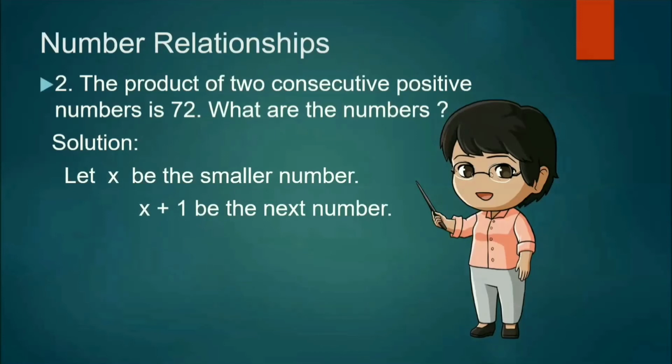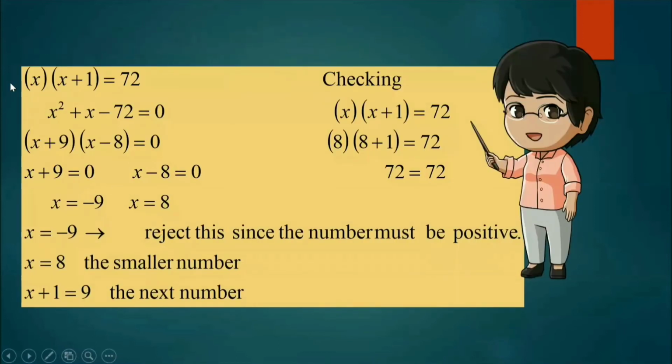Number 2. The product of two consecutive positive numbers is 72. What are the numbers? So we let x be the smaller number and x plus 1 be the next number. Since we're getting the product, we multiply x times x plus 1 equals 72. And we get a quadratic equation, x squared plus x minus 72 equals 0.